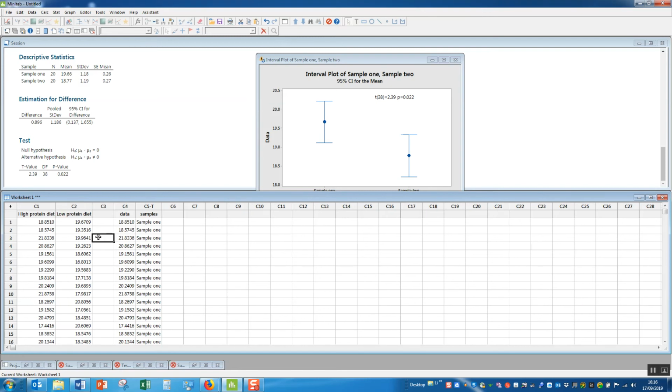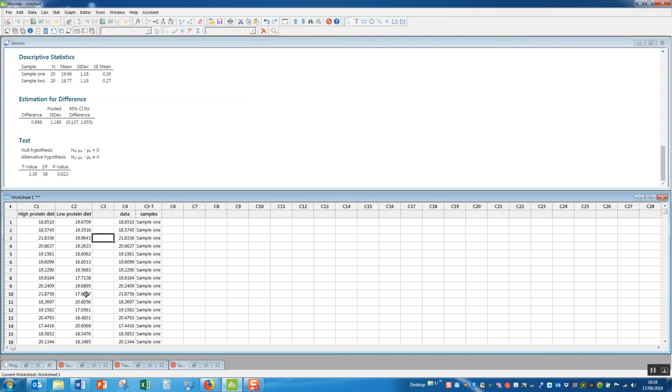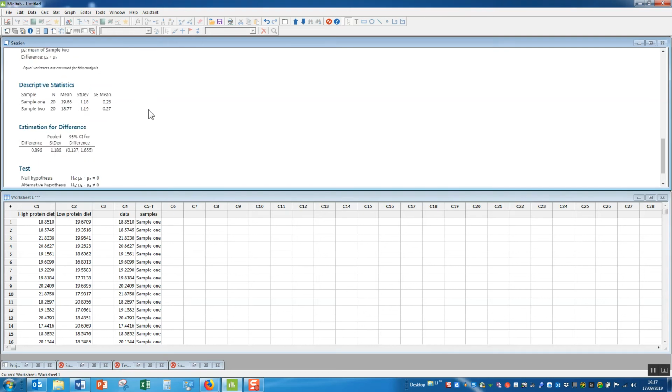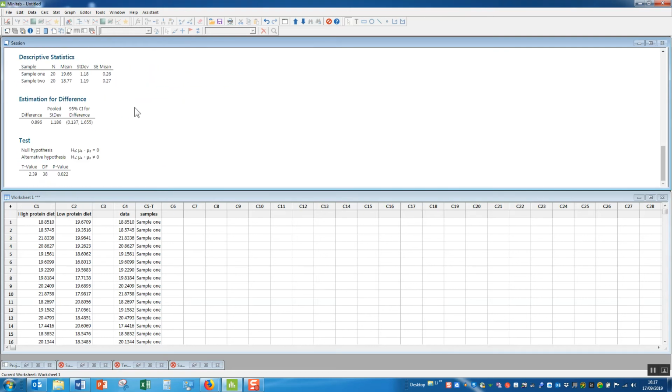And I'm measuring the weight gain, and without boring you with the details, I'd expect the fish on the high protein diet to have gained more weight, significantly more weight, than the fish on the low protein diet. So I want to do a t-test, but I'm expecting in my alternative hypothesis a direction of the significant difference. Okay, so this is my output as we had from the two-sample t-test that we did previously.